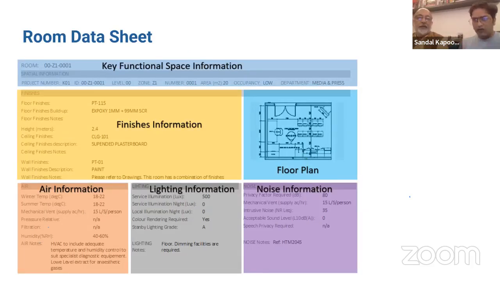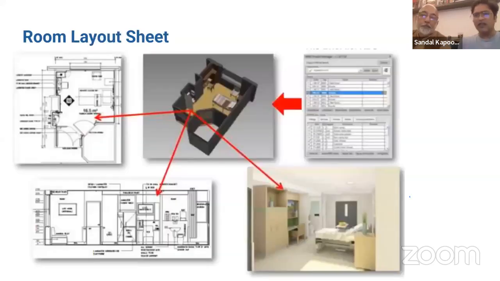So all the rooms that have been planned, even in the concept design stage, which will further be detailed out in schematic and then design development. But at every stage, we must have our room data sheets so that we understand what the finishes are, what the environment control requirements are, what equipment is going to be used in that particular room. So room by room, we should have room data sheets and then the room layout sheets.